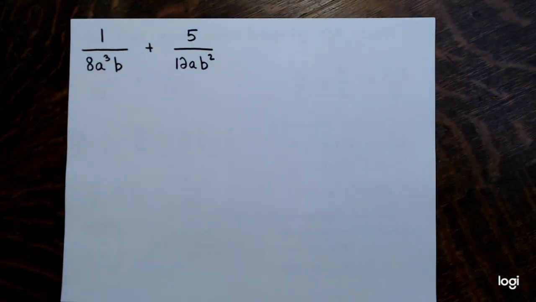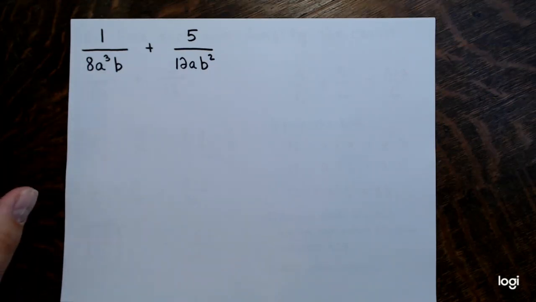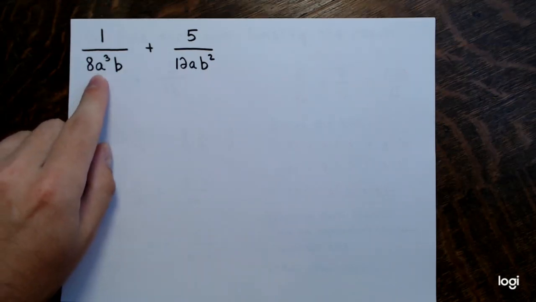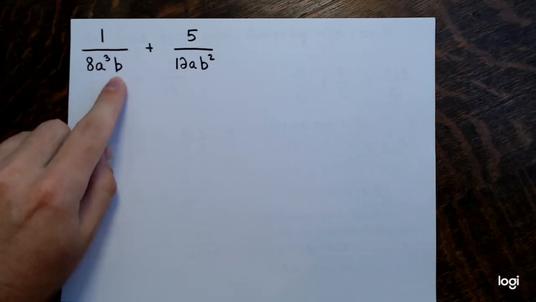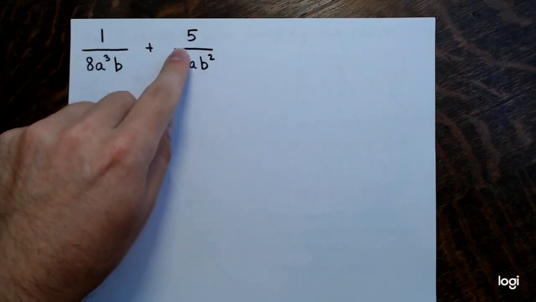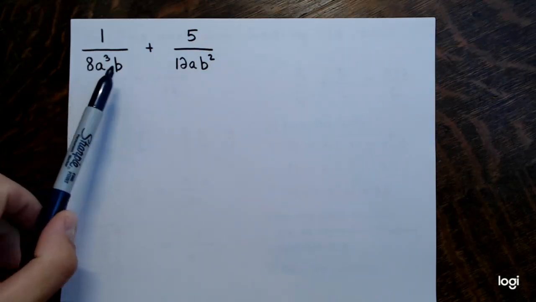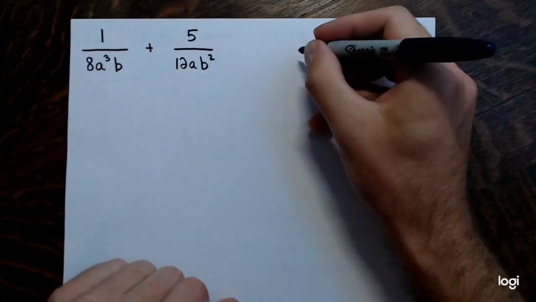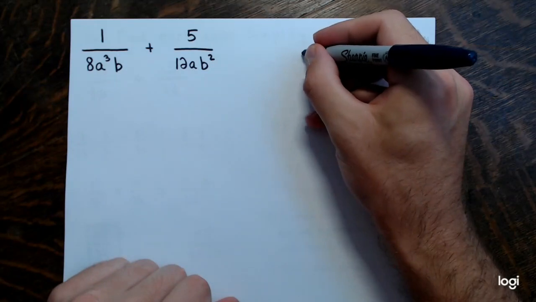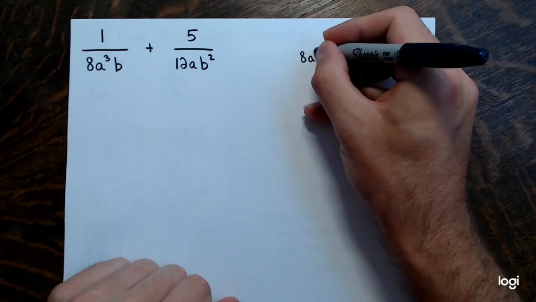All right, so here I'm asked to do the same thing, find the sum, and then simplify if I can. 1 divided by 8a cubed b plus 5 divided by 12ab squared. Obviously the denominators are not the same. So first I'm going to find the LCD, right? So let's factor these denominators completely.